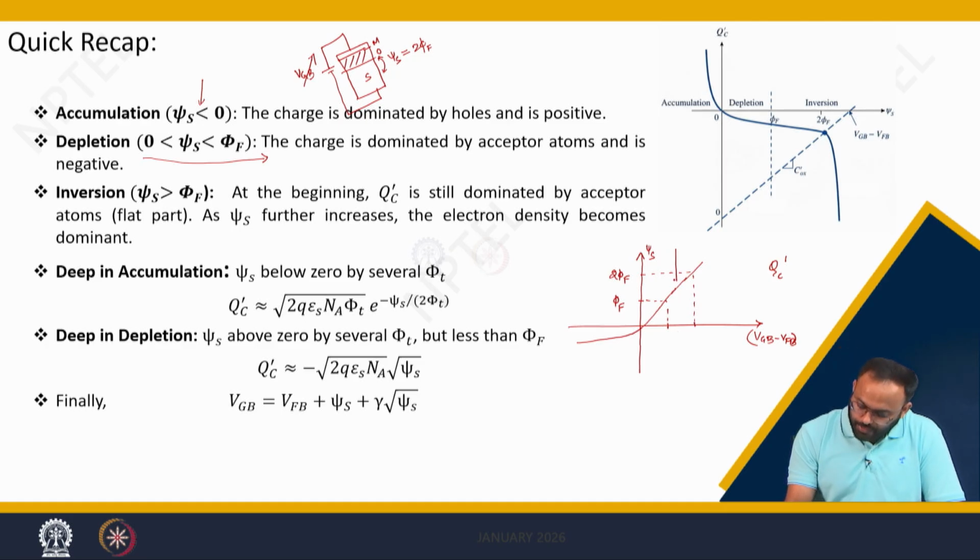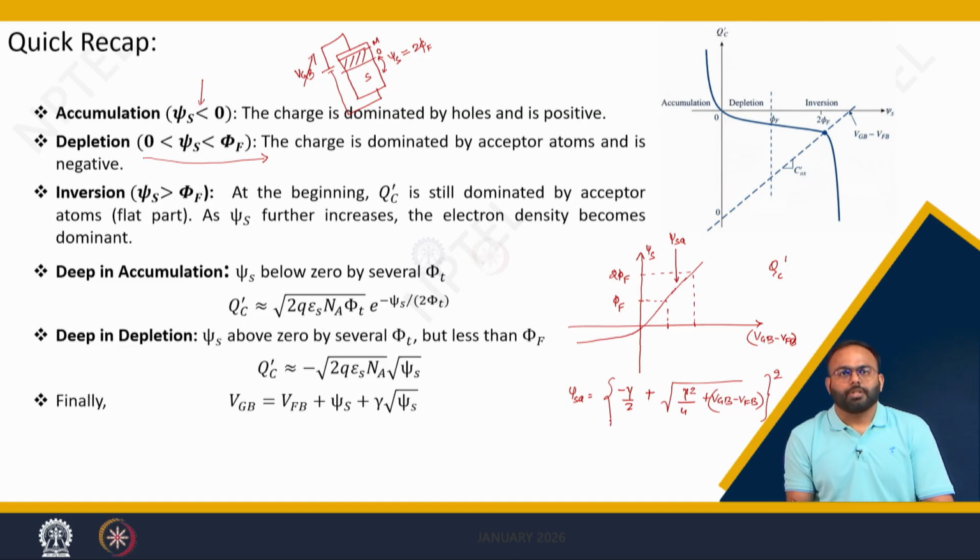We also derived an equation for the surface potential in this region, and we termed it psi SA, where psi SA was given by minus gamma by 2 plus square root of gamma square by 4 plus VGB minus V flat band voltage, whole square. Here gamma is the body effect coefficient.